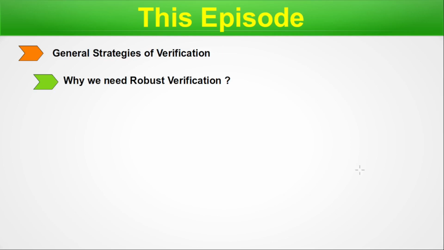The next point is why we need a robust verification. So this is a very important point behind having the verification IPs. Why at all we need a robust verification, I will describe with infographics.